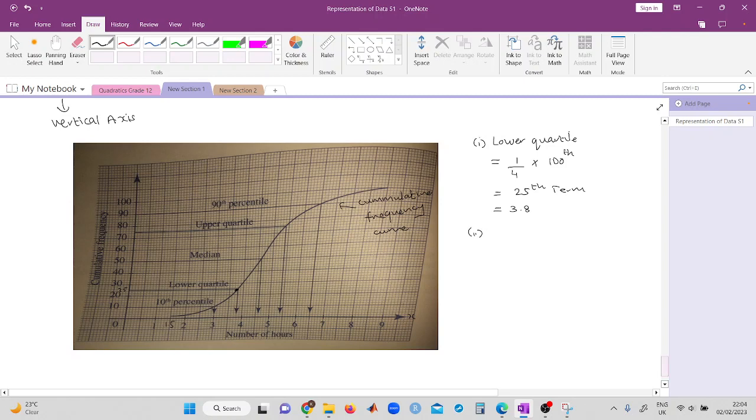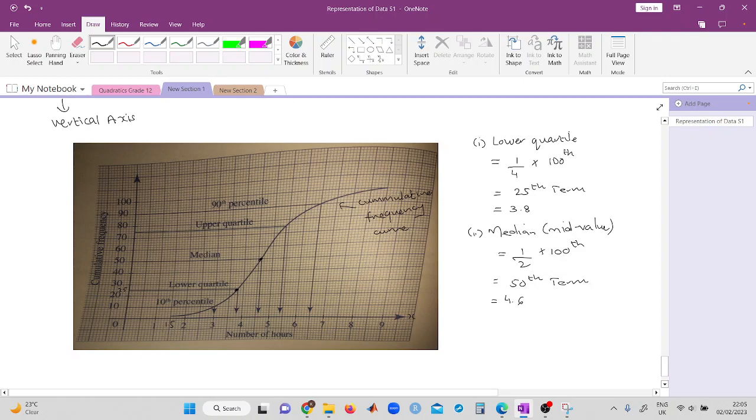Next, nous avons median. Je connais median, c'est tout le temps mid value. Comment on trouve ça? Half multiplied by the total frequency. Half multiplied by 100th term, il fait le 50th term. Pareil, on va au 50 côté axe, on met la ligne, on écrit median. Comme on check en bas, il fait around 4.6.